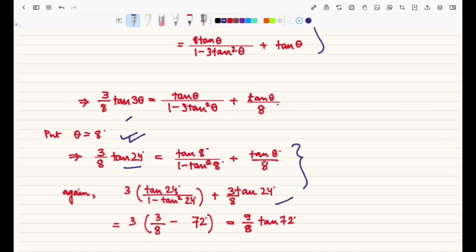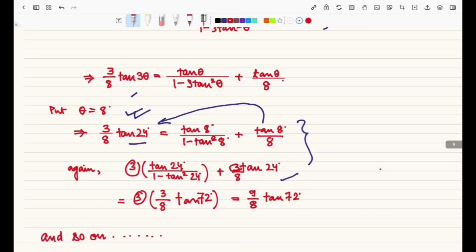That is 3 tan 24 degree divided by 1 minus tan square 24 degree plus 3 by 8 tan of 24 degree, right? Now you can try to simplify this out by moving this tan of 8 degree to this side, right? And after a bit of simplifications, wait a minute, let me just clarify this one. This is equal to tan of 72 degree. It is not 3 by 8 minus 72 degree. It is 3 times 3 by 8 into tan of 72 degree, right? I have just multiplied a 3 here, a 3 here, a 3 here, and a 3 here, right?